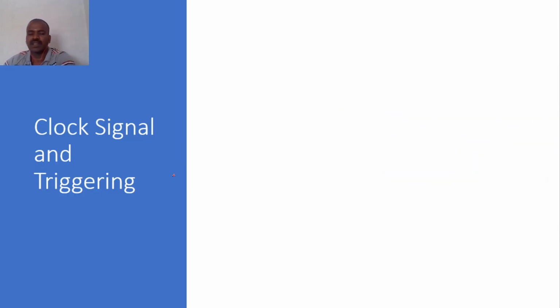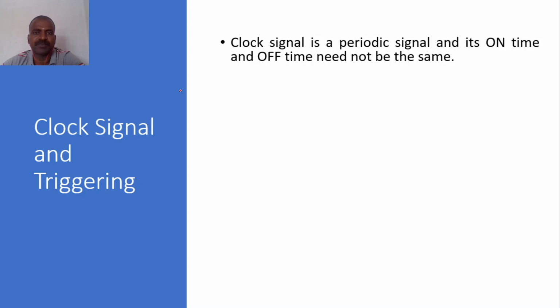The next one is clock signal and triggering. What do we mean by clock signal, and how do we apply triggering to the devices? First, a clock signal is a periodic signal, and its on time and off time need not be the same. We can represent the clock signal as a square pulse. See, this is the square pulse. This on time and off time will not be the same. This is the high level, that is on, and this is the low level, that is off.